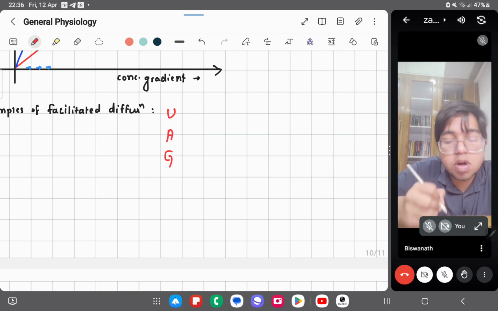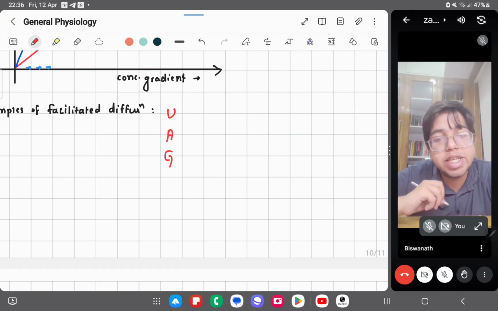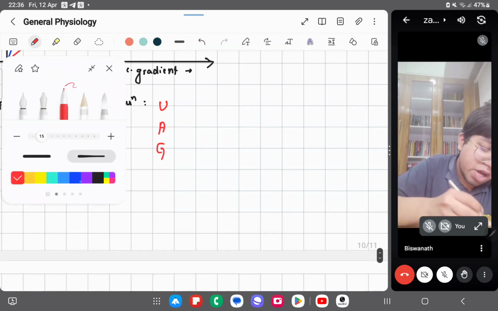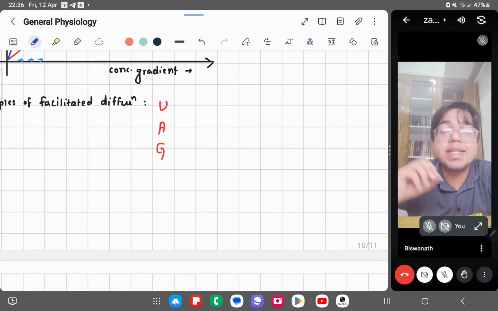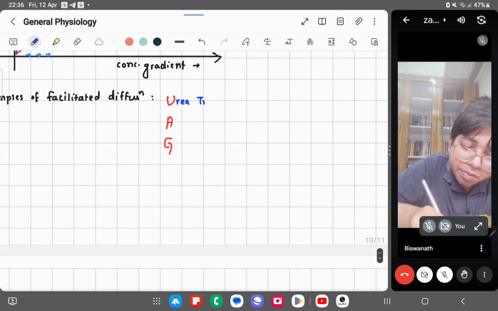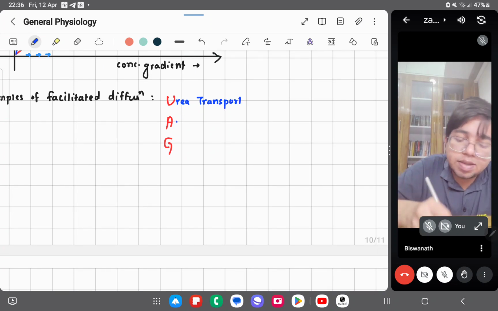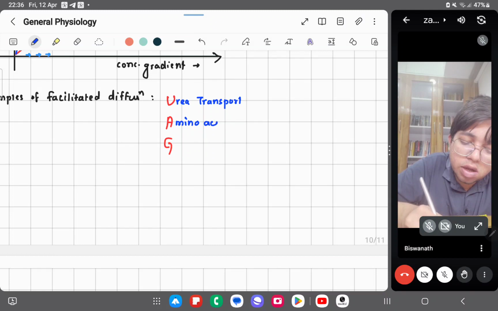UAG is the stop codon. UGA, UAG. So UAG. U means there is a urea transport. A means amino acid transport. And G is the GLUT.